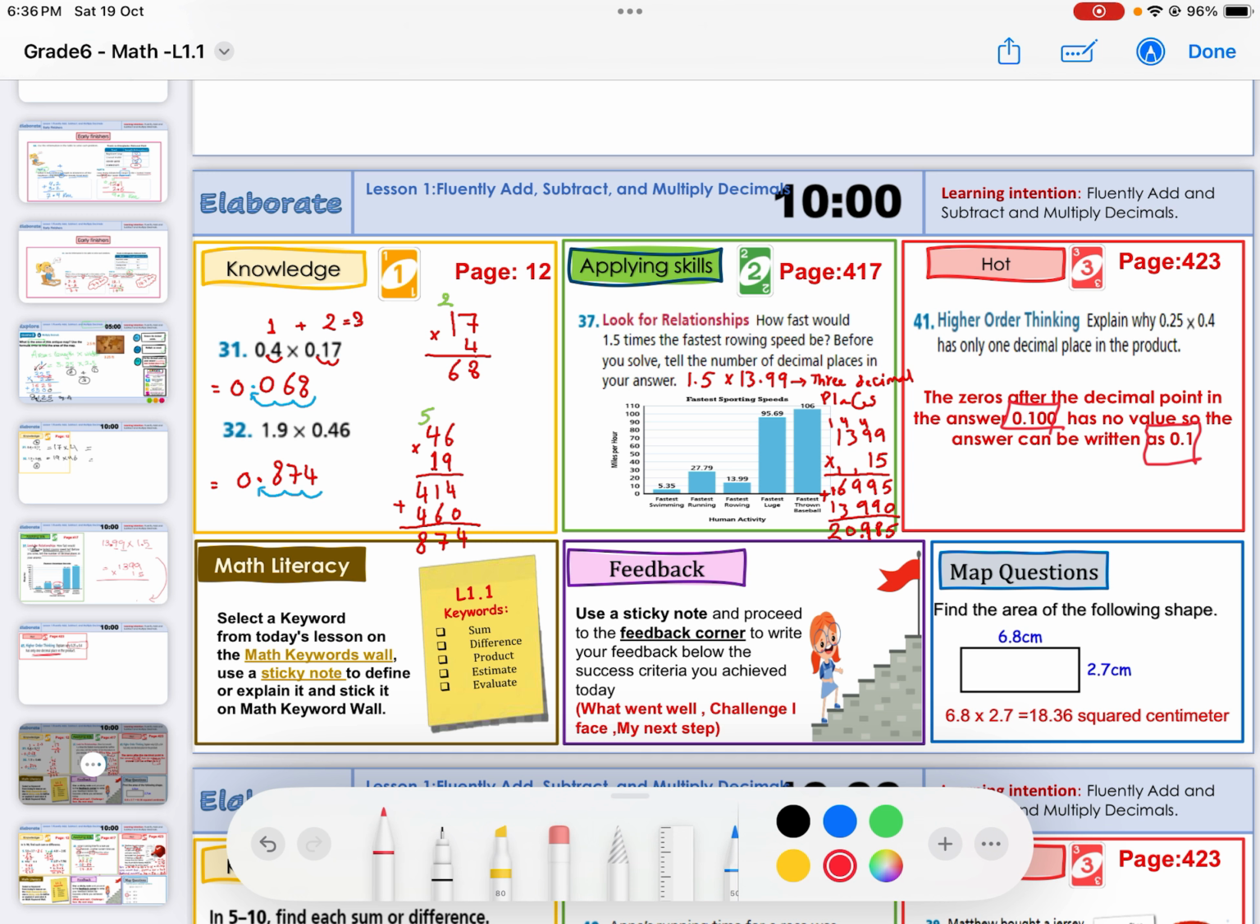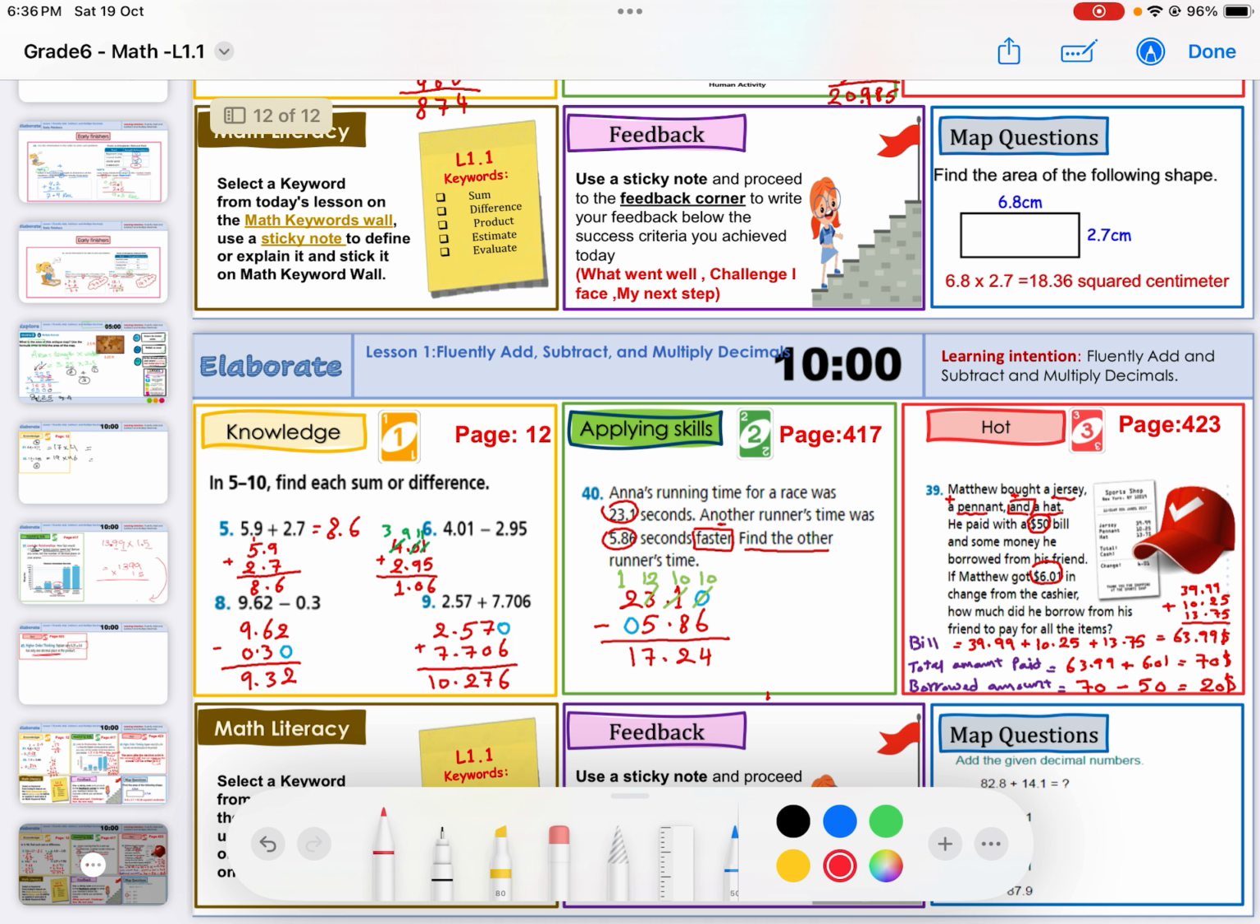Okay? So that's it for adding, subtracting, and multiplying decimals. Please solve as much as you can. Direct questions. Practice as much as you can. And best of luck. Moving on to the next topic.